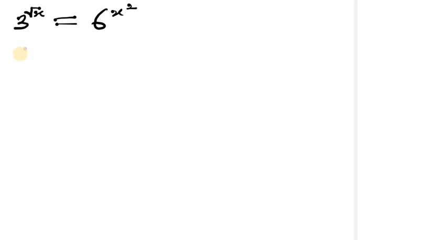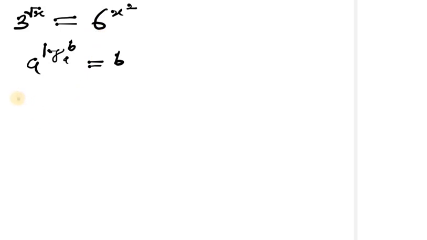So let's get started. The first step is for us to try and express this 6 in the form of 3. So we are going to make use of this identity: if we have a to the power of log of b to base a, this is actually equal to b. So we are going to apply this here.